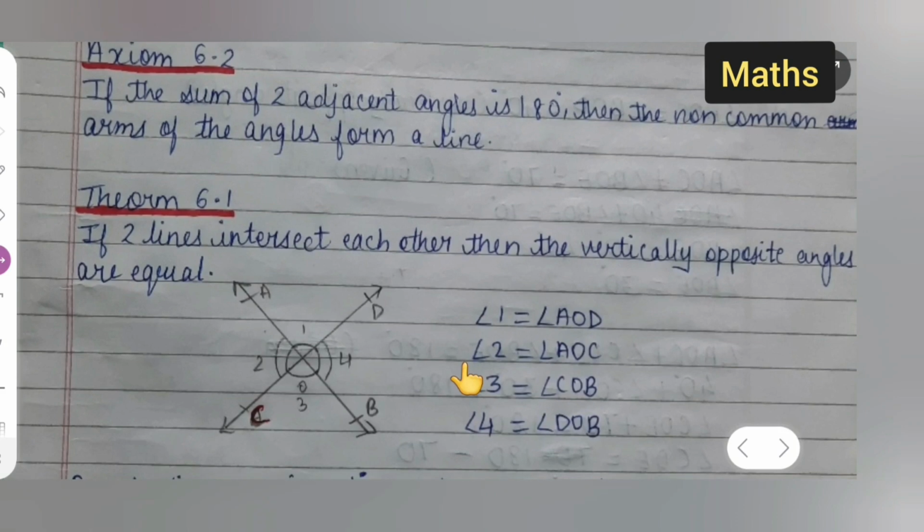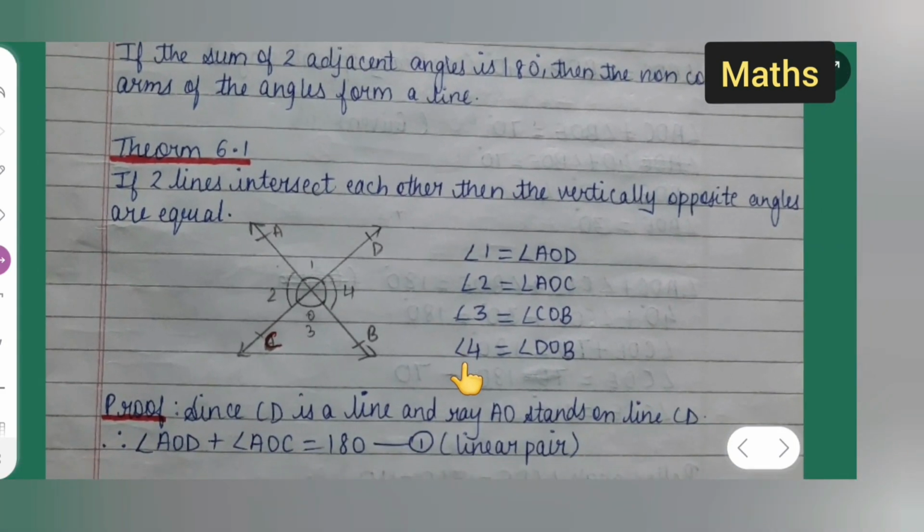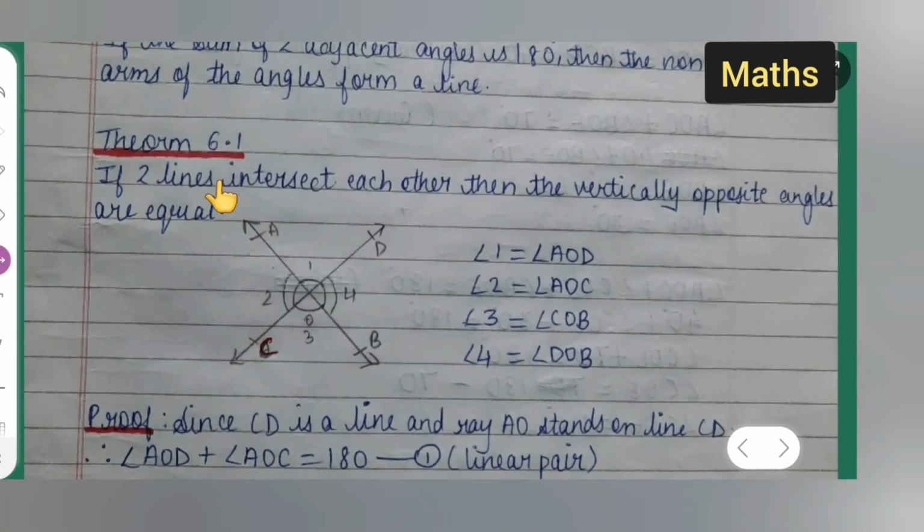And then there is one theorem. You can take down this theorem. If two lines intersect each other, then the vertically opposite angles are equal. If the two lines are intersecting each other over here, then the vertically opposite angles are equal. So given is what? Angle 1 is AOD, angle 2 is AOC, angle 3 is angle COB, and angle 4 is angle DOB.